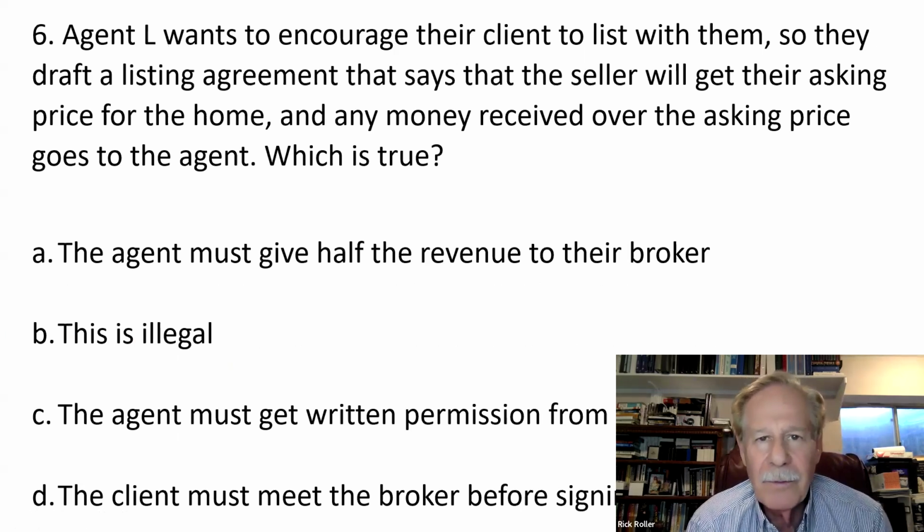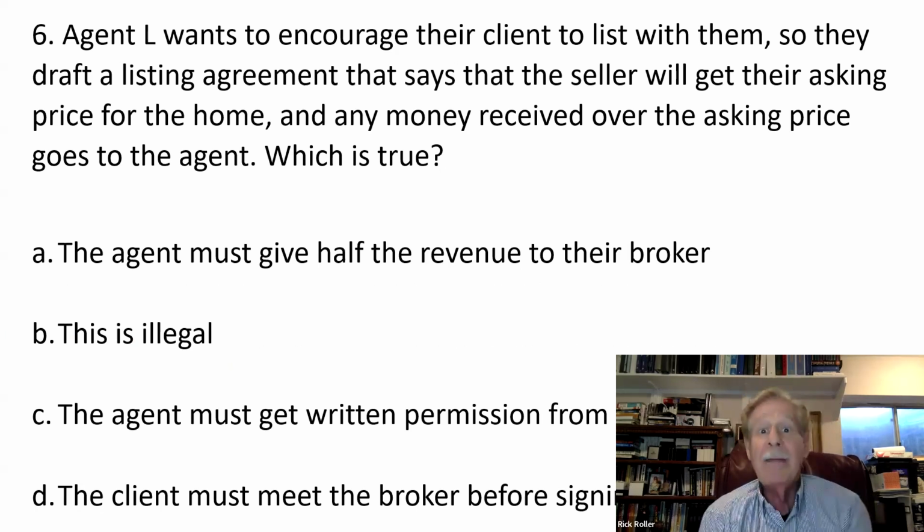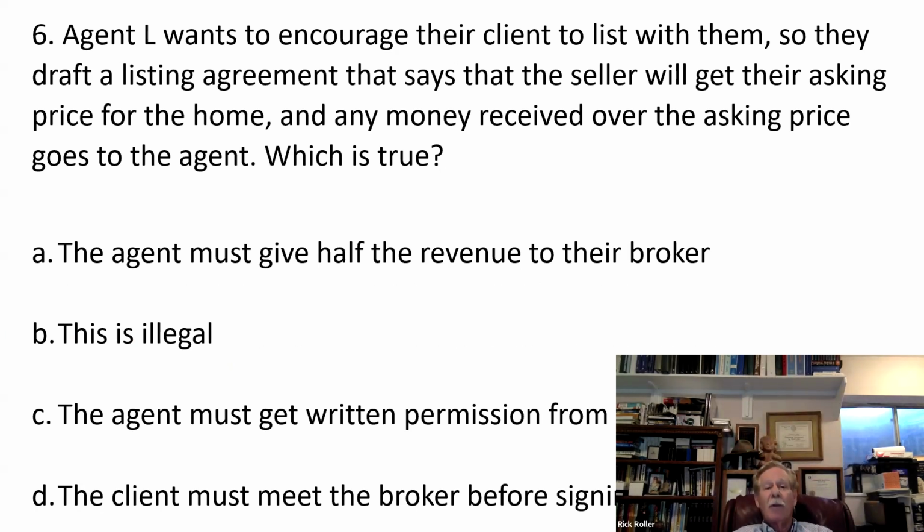Agent L wants to encourage their client to list with them, so they'll draft a listing contract that says that the seller will get their asking price for the home, and any money received over the asking price goes to the agent. Oh my gosh. Guys, that's blatantly illegal, because what that is called is a net listing. So the correct answer to this one, of course, is B.